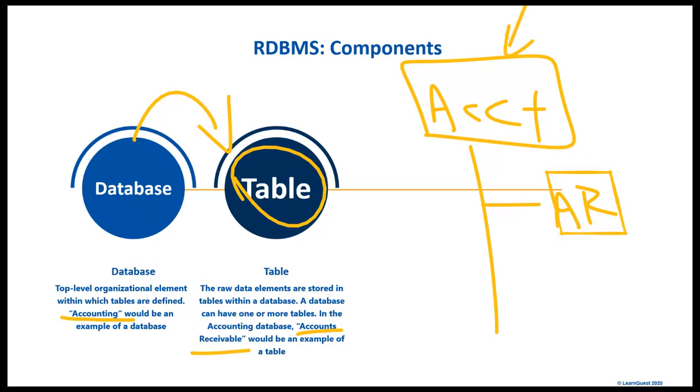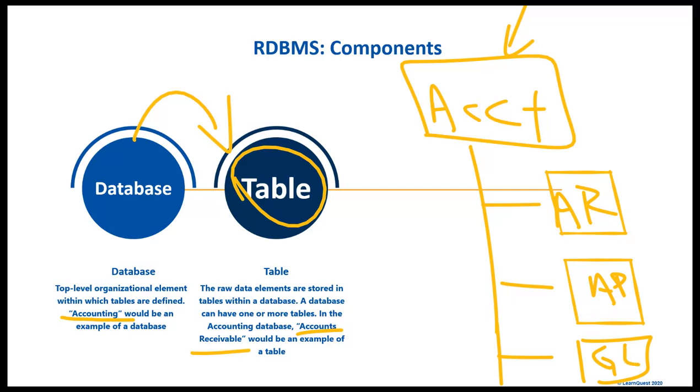And underneath accounting, you could have multiple tables, as I was saying. Accounts payable could be another one. Perhaps general ledger could be another one. And so on. These structures and the definition of these structures has to be in order. For example, a table cannot come before a database. Database has to be defined first, followed by a table.